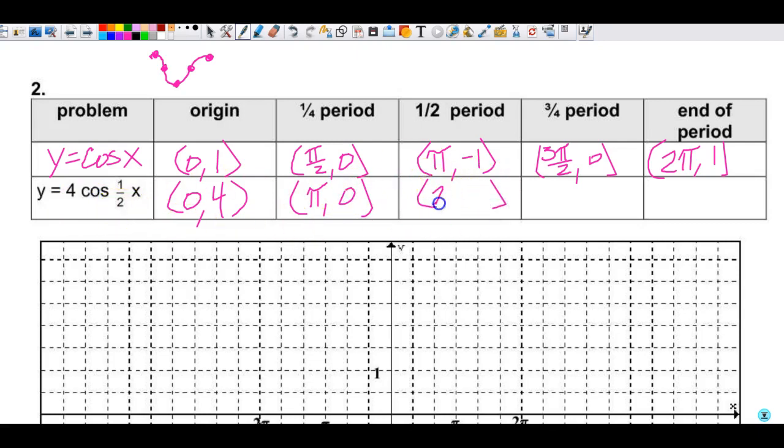Pi gets multiplied by 2, so it's 2 pi. And negative 1 gets multiplied by 4, so it's a negative 4. 3 pi halves multiplied by 2, so that's 3 pi. 0 times 4 is 0. And then 2 pi gets multiplied by 2, so this is 4 pi. And then 1 times 4 is 4.